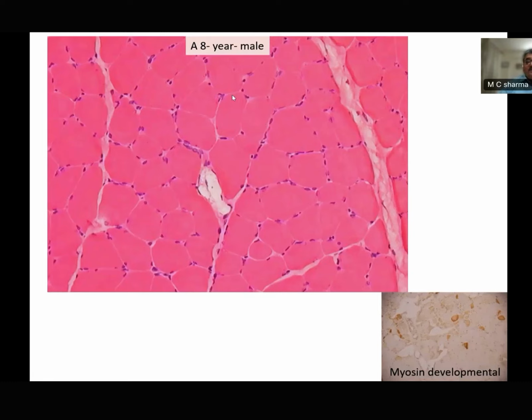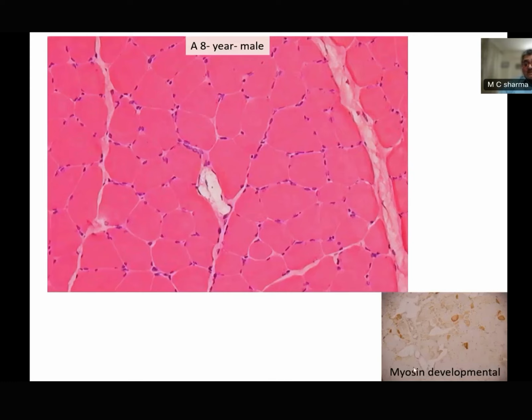See, this is an 8-year-old male, and he presented with muscle weakness. This appears very normal. This is the perimysium. This is the endomysium. There is hardly any fibrosis. The only thing is there is one fiber which is smaller. So in an 8-year-old male, this can be passed as normal.